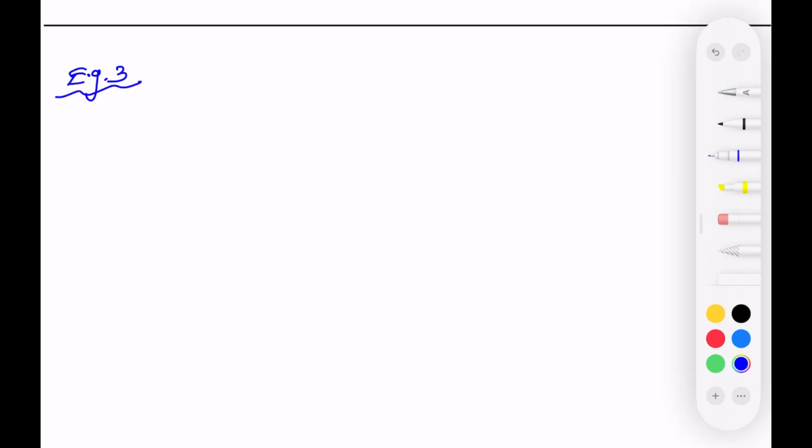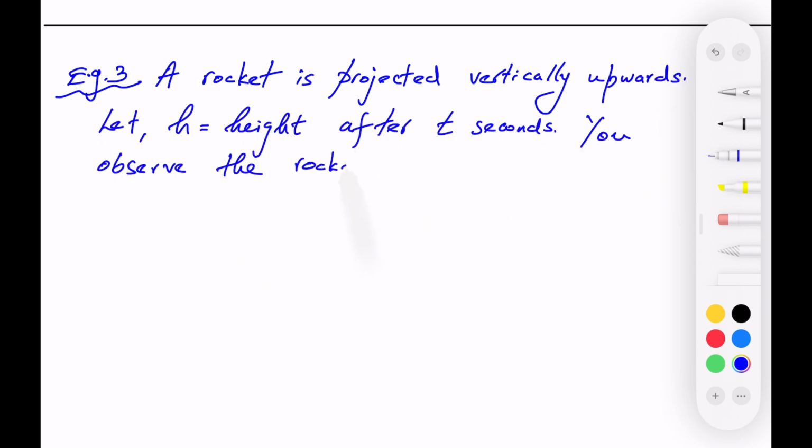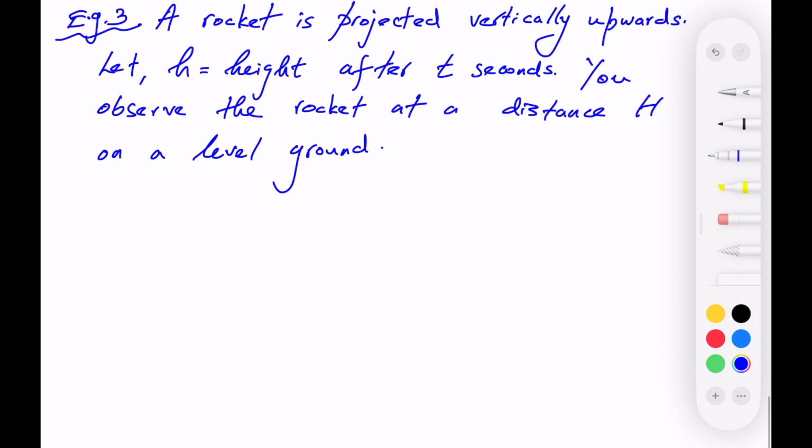Now we will look at another example. This is your example number 3. Let's say a rocket is projected vertically upwards. Let lowercase h be the height after t seconds. You observe the rocket at a distance capital H on a level ground. Part A of this problem is to obtain an equation for the distance to the rocket from the point of observation.